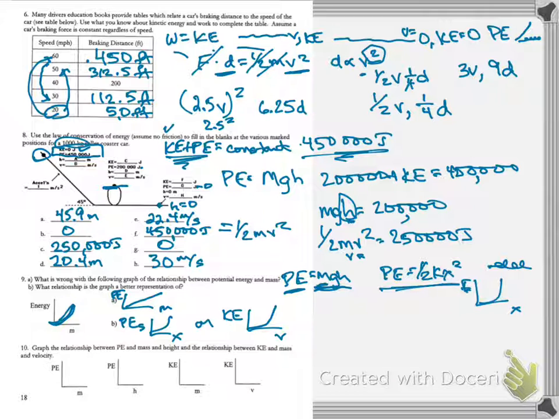All right, last question. Graph the relationship between PE and mass and height, and the relationship between KE, mass, and velocity. PE, mgh. Between mass, it's linear, so it should be a straight line. Between height, it's linear, should be a straight line. KE, 1/2 mv squared. So KE and mass, linear. KE and velocity or speed, square relationship.